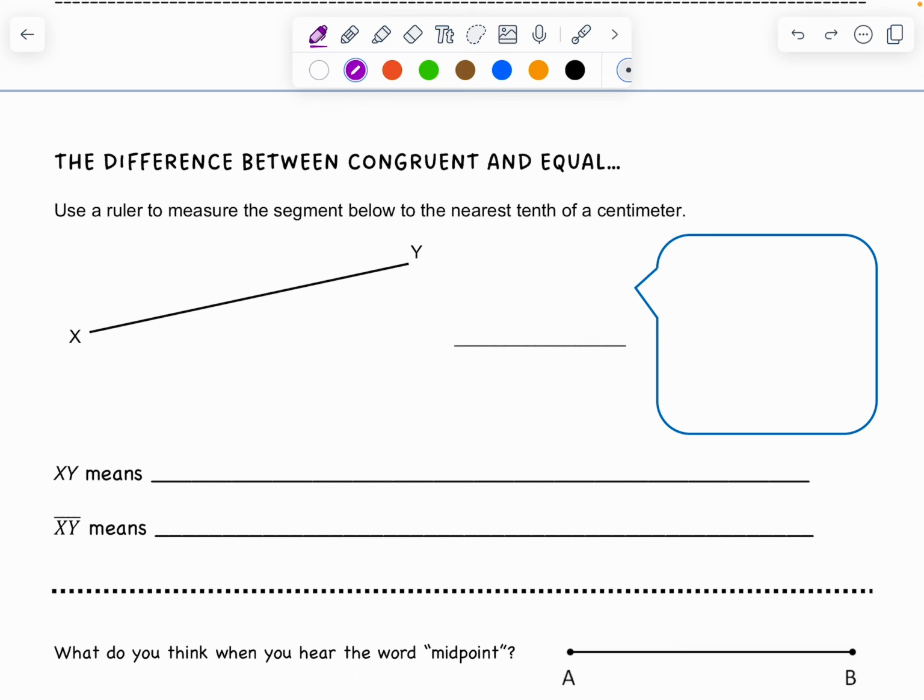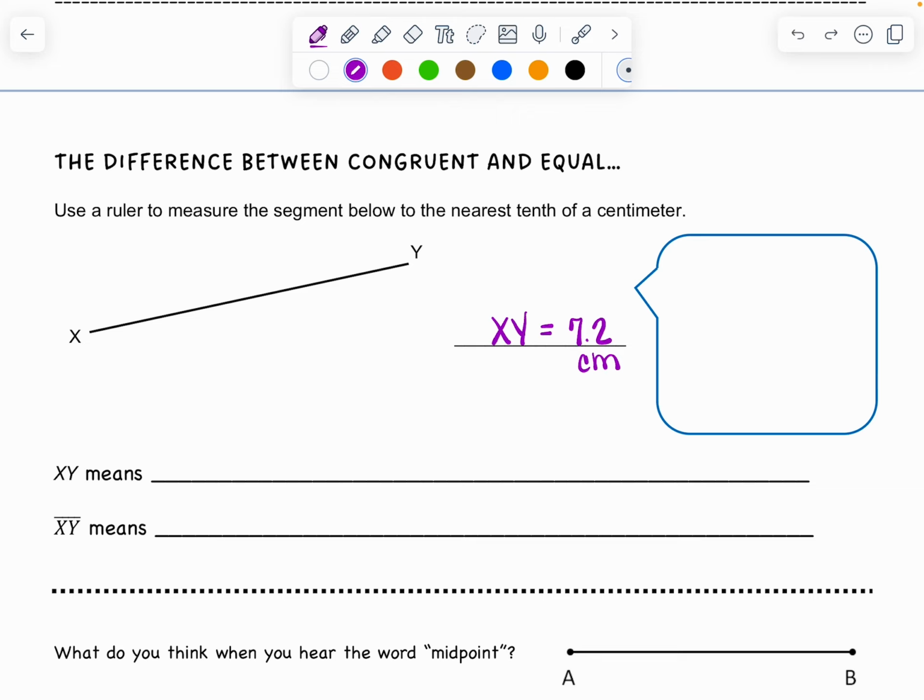I am measuring on an iPad screen, so obviously that's subjective to my screen. So I'm going to write that XY is equal to, let me see, about 7.2 centimeters on my screen. If you're on paper or a bigger screen, it would be different, but that's not really the point. The point is, this is how I would write the length of that segment.